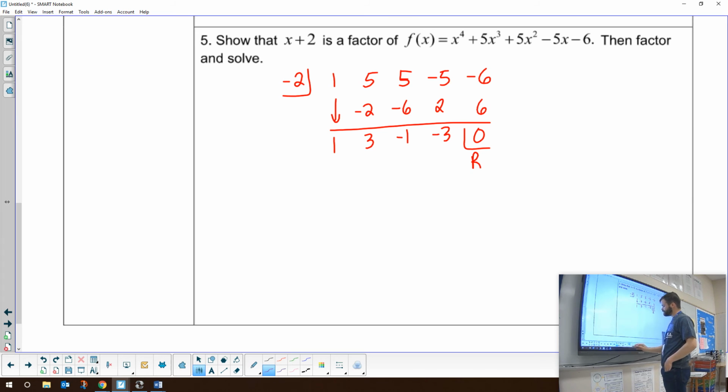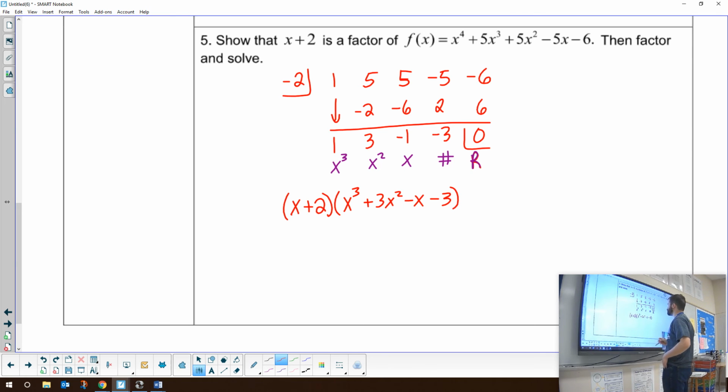So then we can label. That's my remainder. Then that makes this my whole number, my x's, my x squared, and my x cubed. Not x to the 4th, x cubed. Okay, so we can write out what this factors out to be. We have a factor of x plus 2 because it is a factor. And I'm also going to have a factor of 1x cubed plus 3x squared minus x minus 3. Okay, then no remainder.